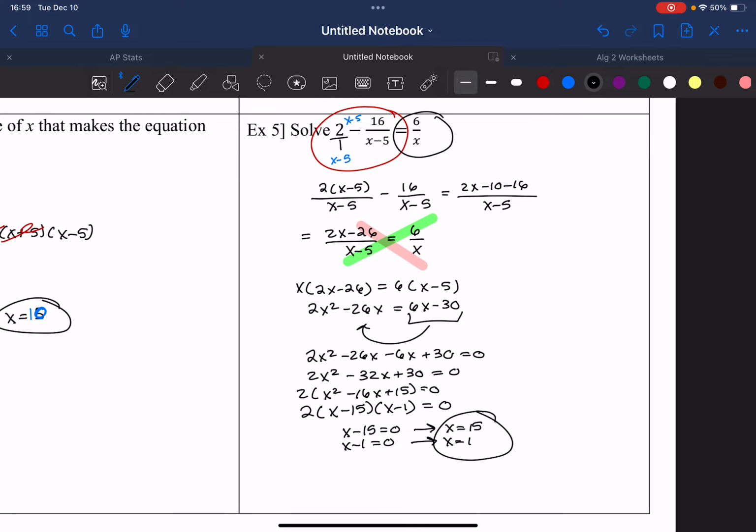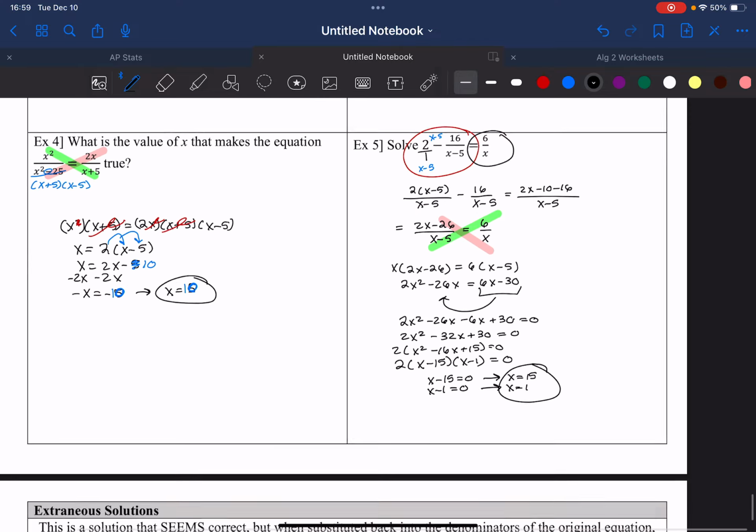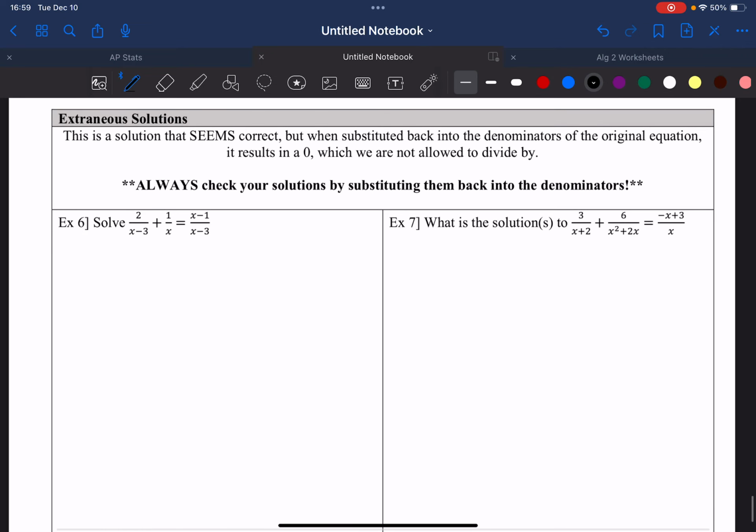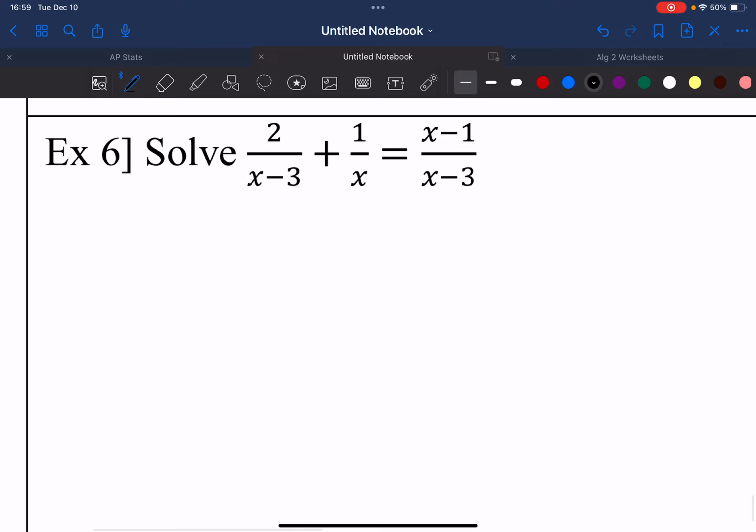Those are my two answers. Okay, on this next part, this is showing us that sometimes we can get a solution that seems correct, but when we substitute it back into the denominator, we get a result of 0. And remember, we cannot divide by 0, which means we get no solution if that happens. So we'll see that example in number 6.